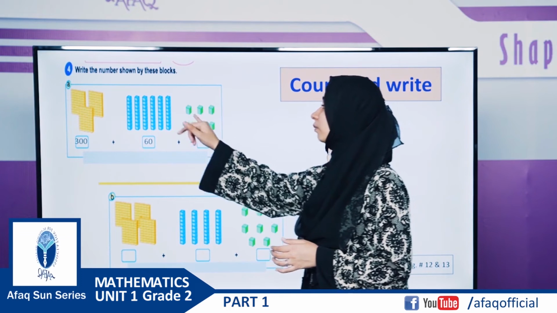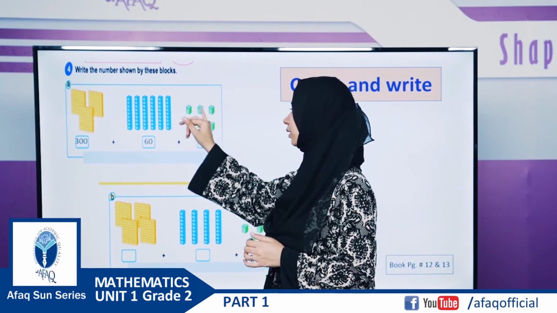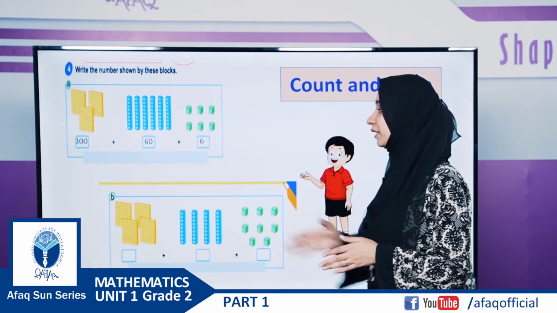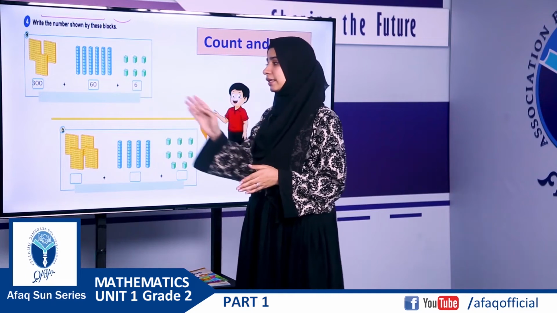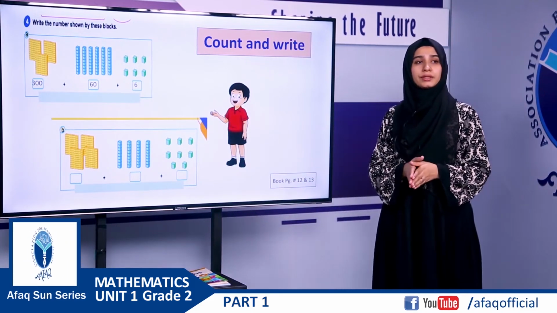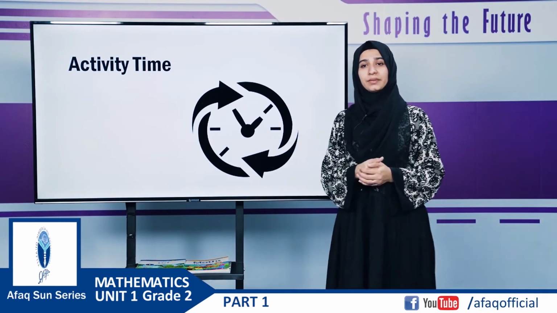And here 1 cube represents 1 one. Here we have 1, 2, 3, 4, 5, 6 blocks, 6 cubes. That means we have 366 in total. Now solve the other one by yourself in the presence of your parent or your teacher. So students, I hope that you have done that question. Now let's move to our next activity.